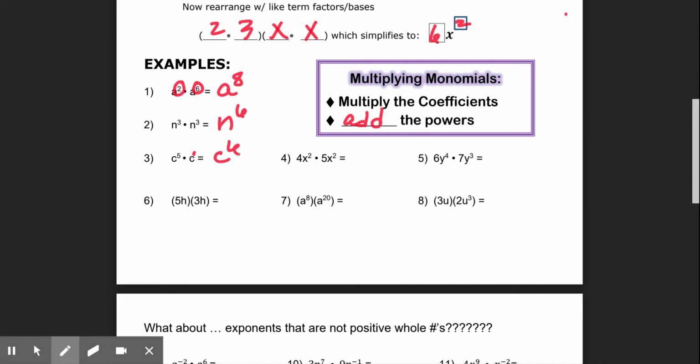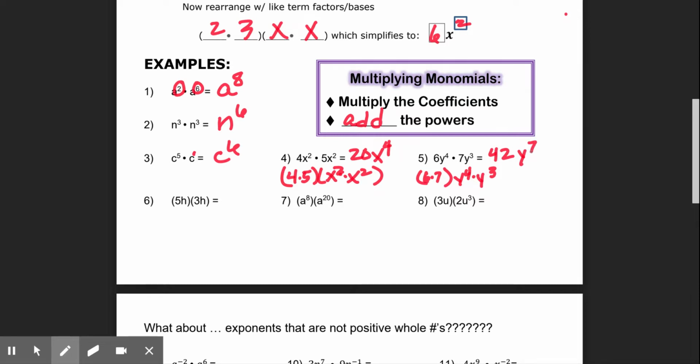Number 4, okay, and this is what I was talking about. You need to group the like terms together. Okay, so 4 times 5 gives you 20. And then 2 plus 2 gives you 4. So 20x to the 4th power. So on number 5, you would group the 6 and the 7 together. And then y to the 4th times y cubed. So 6 times 7 is 42. Y and 4 plus 3 is to the 7th power.